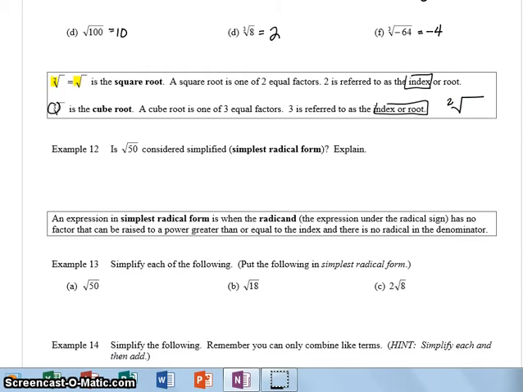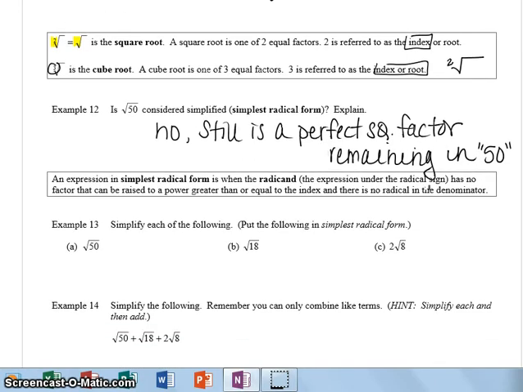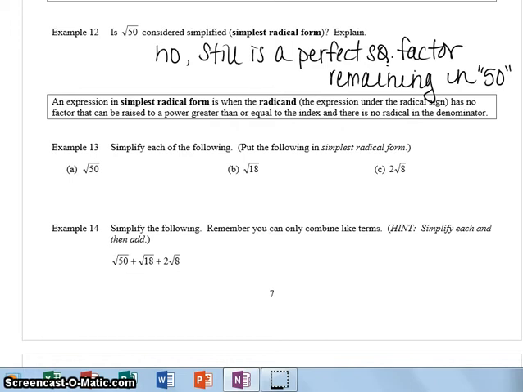Okay, so is square root of 50 considered simplified? Simplest radical form, explain. I'm going to say no, okay? Explain, because there still is a perfect square factor that can be divided out, or you can say is remaining in 50. So if there's a factor, meaning two numbers that multiply together to give you that number, and one is still a perfect square, then it is not fully simplified. Okay. Simplify each of the following. Put the following in simplest radical form.